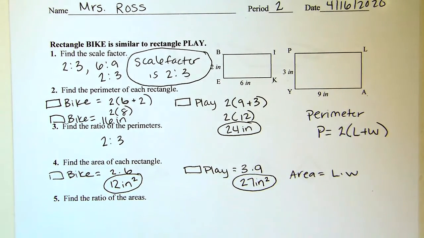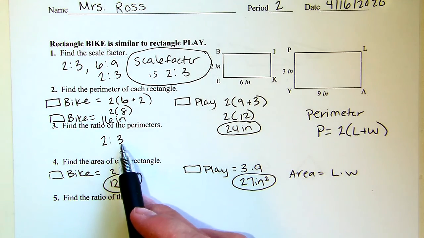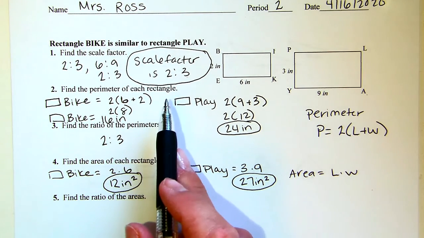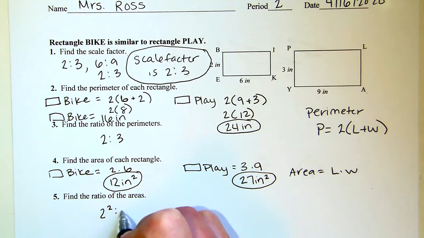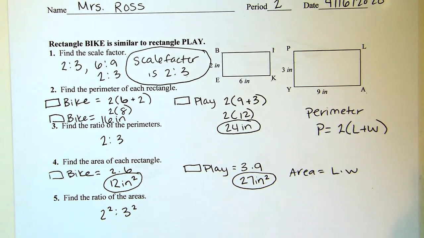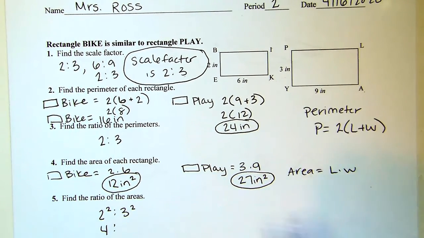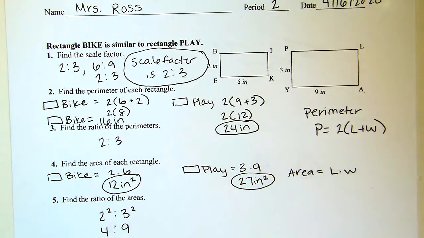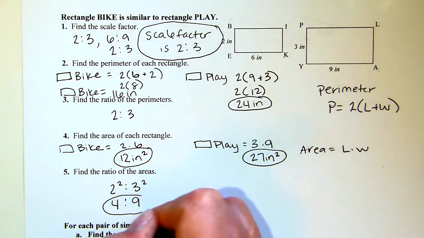Now, we are going to find the ratio of the areas. Now, the ratio of our areas is the ratio of the perimeter, which is the scale factor, squared. So I'm going to go 2 squared to 3 squared. Now 2 squared is 4, 3 squared is 9. So my answer is 4/9.